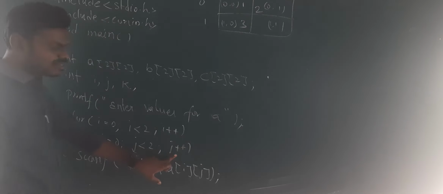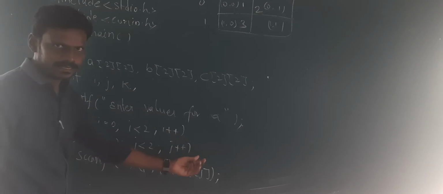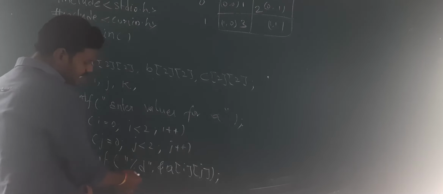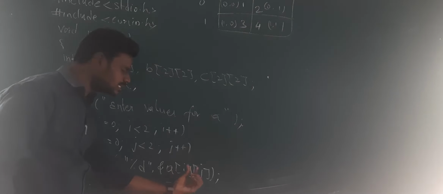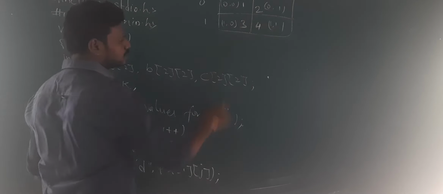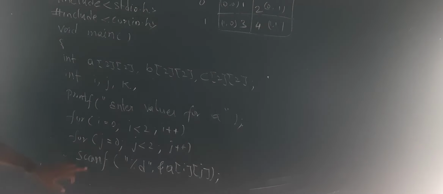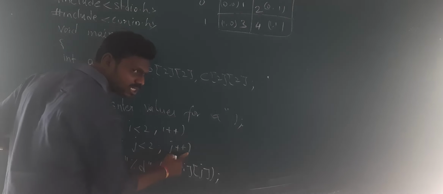Now I will be incrementing the value of j. j will become 1 here. 1 less than 2, yes, it is true. Now I will be placing the fourth element, that is 4. Where will I place that? i is 1 and j is 1. At this particular position I will place my fourth element. And after that I will be incrementing the value of j. j will become 2.